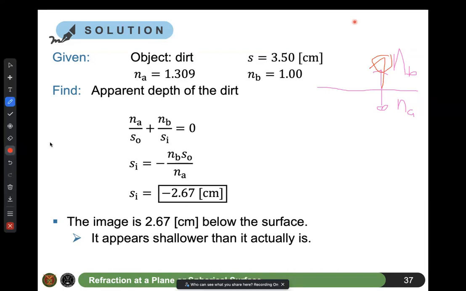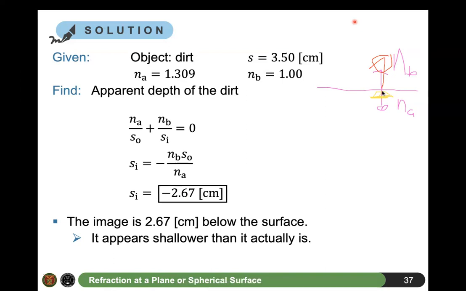Saan siya na-form? On the other side. So dito na-form yung image. So negative, which means virtual yung image. And it appears shallower than it actually is.